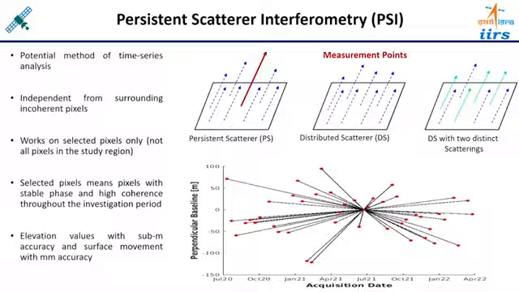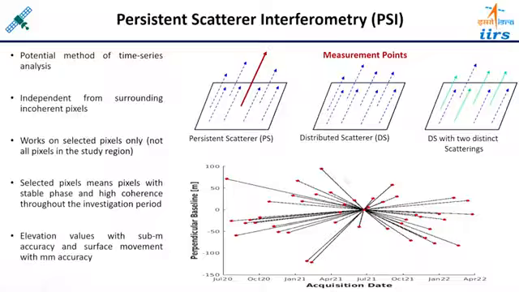Okay, so this technique is working only on the PS points, and these selected pixels mean pixels with stable phase and high coherence throughout the investigation period. Elevation values with some meter accuracy, and surface movement with millimeter accuracies can be acquired. So if you see this particular graph, this side is the temporal baseline, or you can say the acquisition date, and this side the perpendicular baseline is shown, and the red dots represent the times at which the images were acquired.